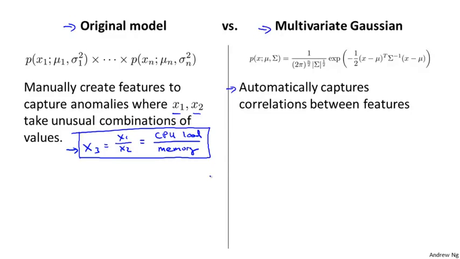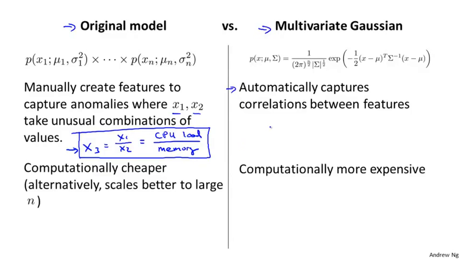But the original model has some other, maybe more significant advantages too. And one huge advantage of the original model is that it is computationally cheaper. And another view on this is that it scales better to very large values of n, to very large numbers of features. And so even if n were, say, 10,000, or even if n were equal to 100,000, the original model will usually work just fine.